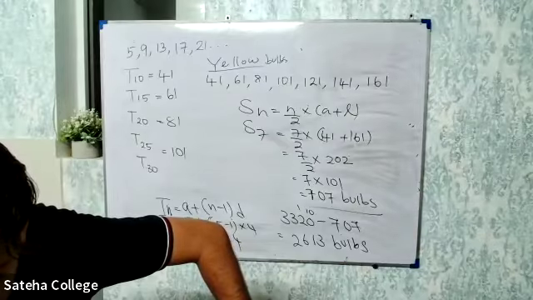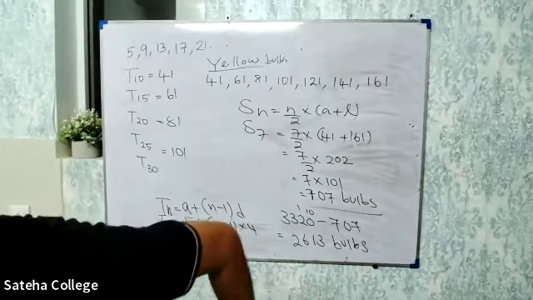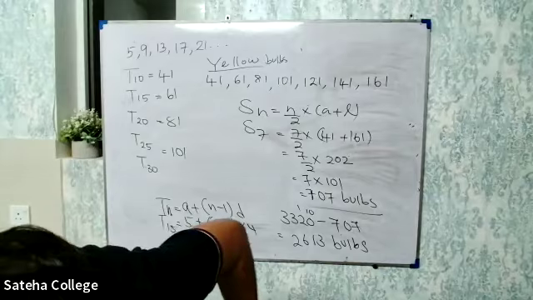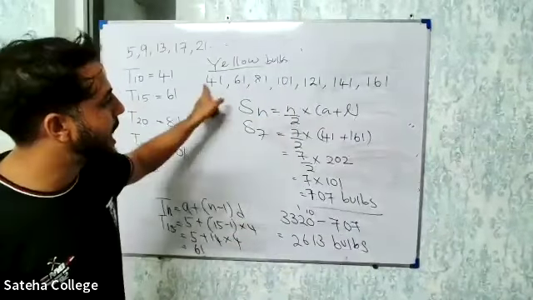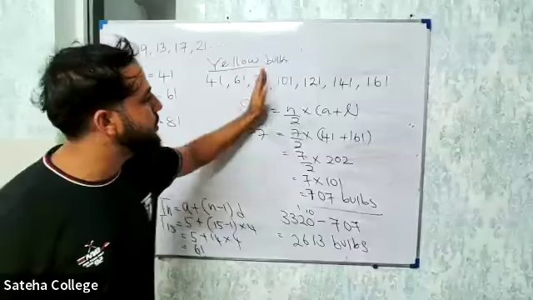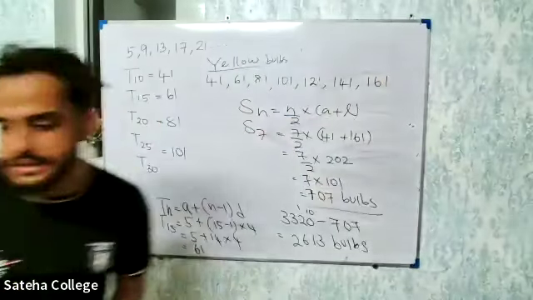Any other doubt? So how do we know that in Sn, n is 7? n is the number of terms. You're adding how many terms here? 1, 2, 3, 4, 5, 6, 7. So n is equal to 7.